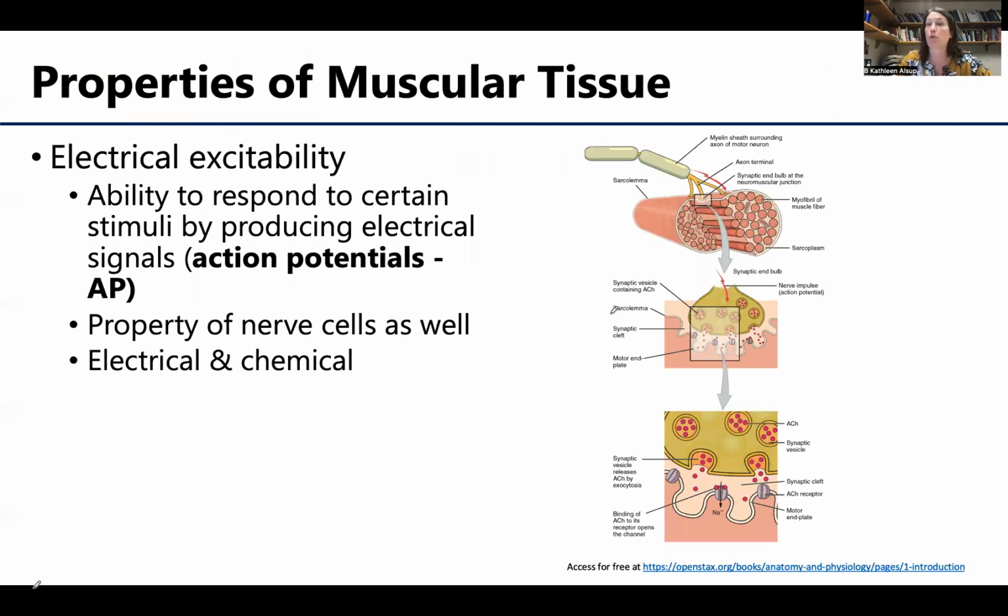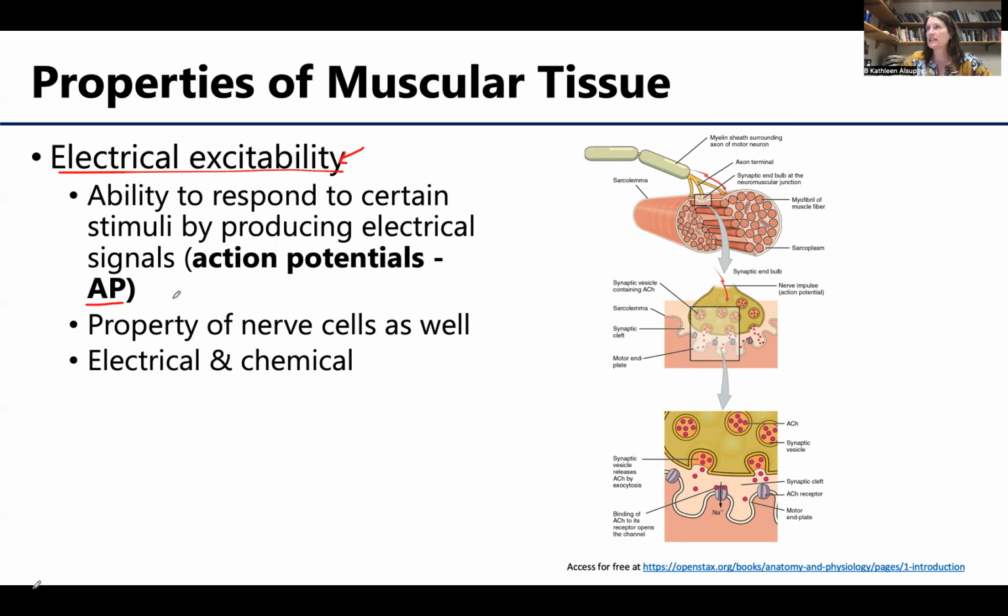So let's start with properties of muscular tissue. This isn't just skeletal muscle. This is all types of muscular tissue. And I think the first one is usually the most exciting one, and this is electrical excitability. See, it says excite right in there. This is the muscle cell's ability to respond to certain stimuli by producing electrical signals. And these are referred to as action potentials, which you will often see in my slides and upcoming lecture slides abbreviated as AP.